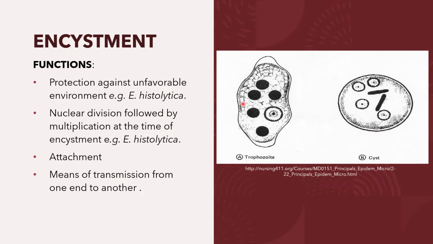The diagram shows the cyst of the Entamoeba histolytica. So this is a mature cyst of the Entamoeba histolytica containing 4 nuclei. We also have here the trophozoite form of the Entamoeba histolytica, showing the vesicular nucleus as well as the presence of the red blood cells.